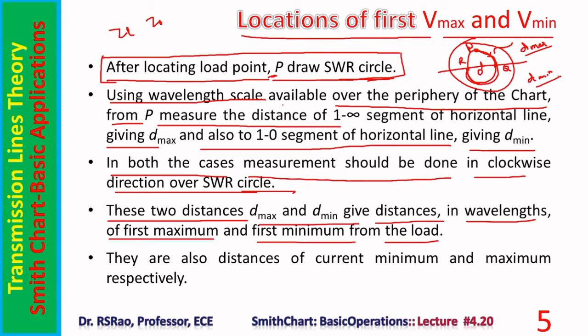This is Dmax, D minimum. To find these distances, one can use the outermost scale that is available. The outermost scale is 0 at the leftmost point, and by the time you travel half of the chart, it is 0.25. Actually, it is in terms of lambda, 0.25 lambda. So you can use this scale to measure the distance from P to Q. It gives Dmax, that is the distance of first voltage maximum from the load. And you can measure also the distance from P to R in clockwise. That distance gives D minimum, or distance of first voltage minimum from the load point.